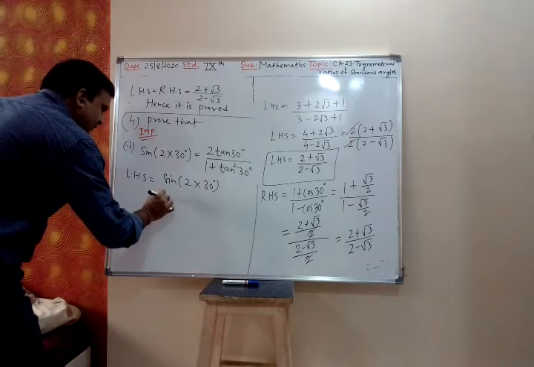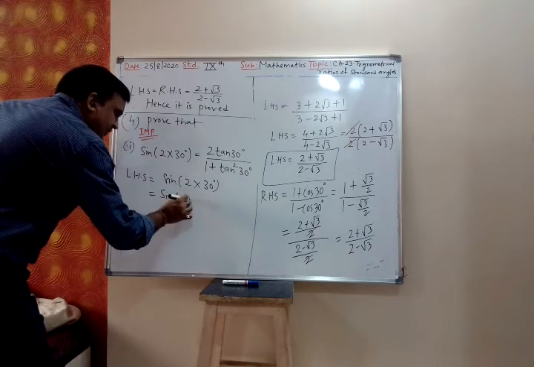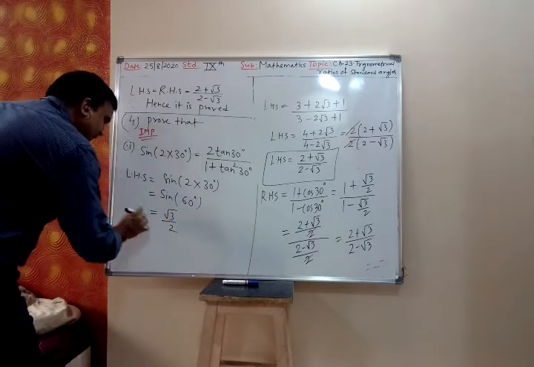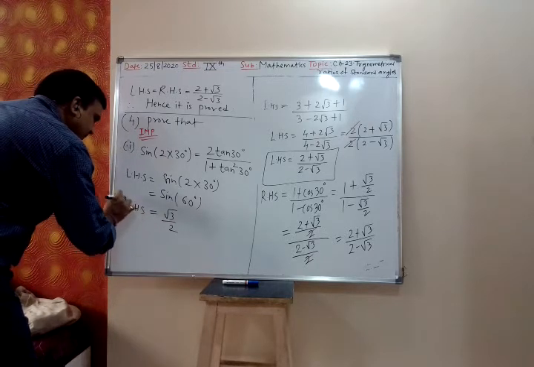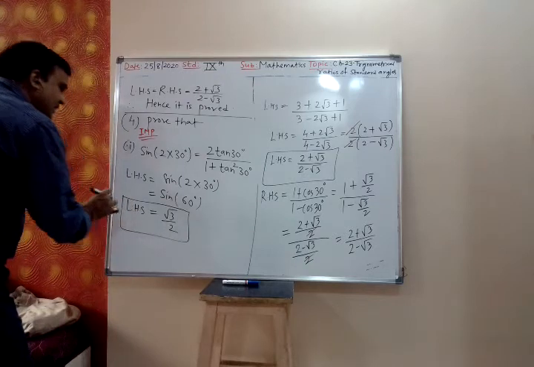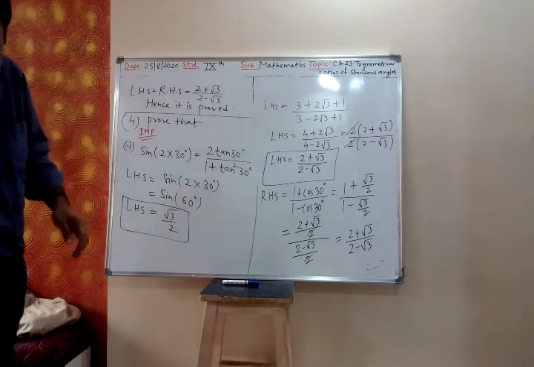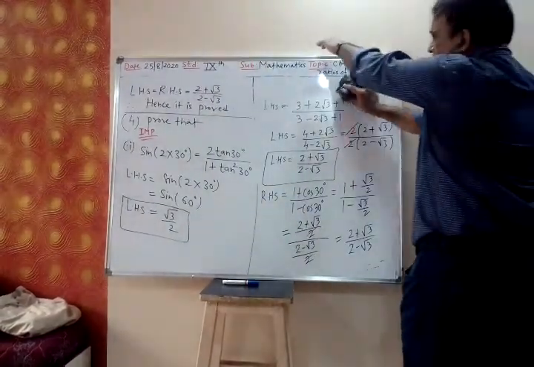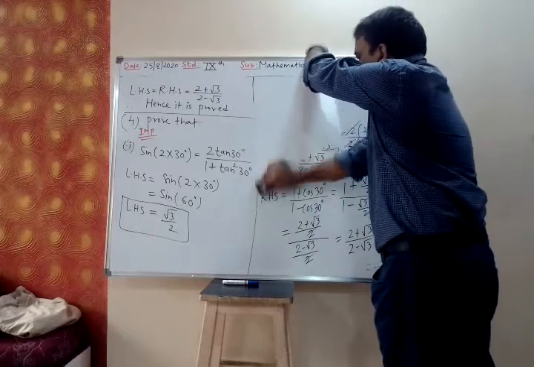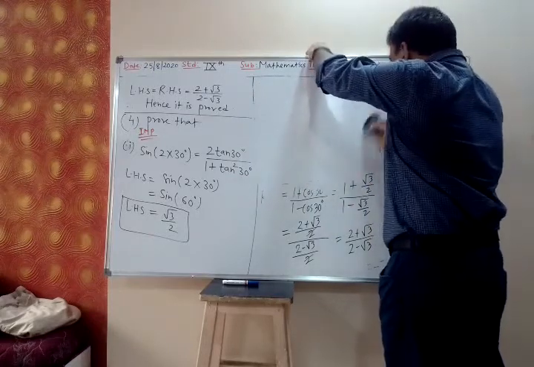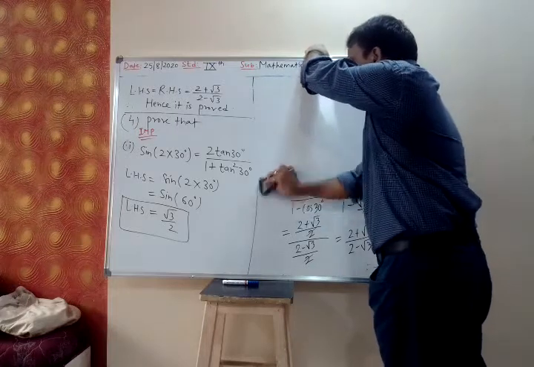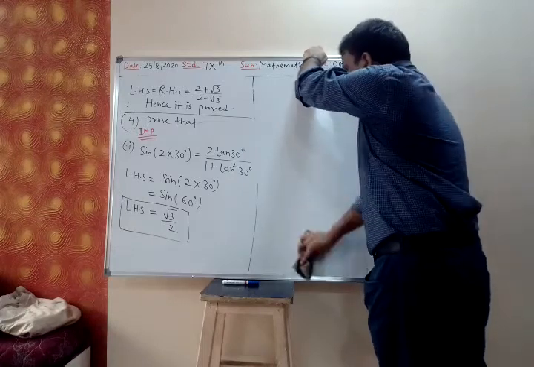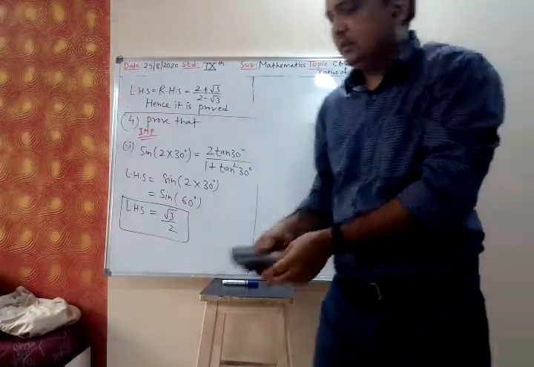So sine, you have to simplify the angle first. 2 into 30 degree will be 60 degree. Now sine 60 degree is root 3 by 2. Yes, so my left hand side is root 3 by 2. Similarly, evaluate the right hand side, 2 tan 30 degree upon 1 plus tan square 30 degree.